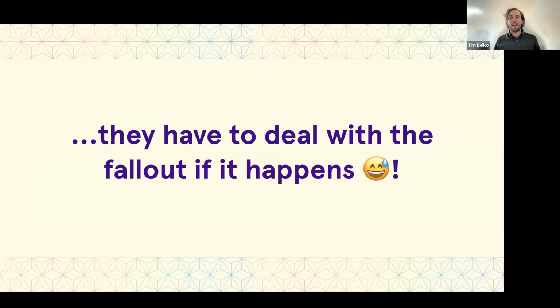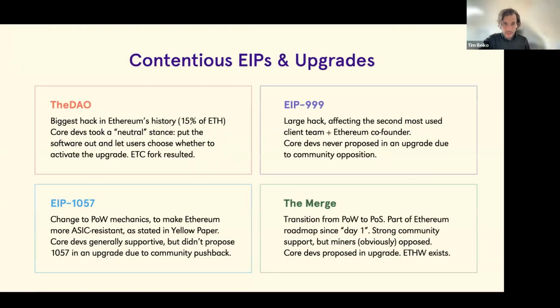So they have a strong incentive to not push out a proposed upgrade that's going to potentially fork the network, cause a ton of chaos, and have them have to fix the whole thing. And in practice, we've seen this play out a bunch of times in the past.